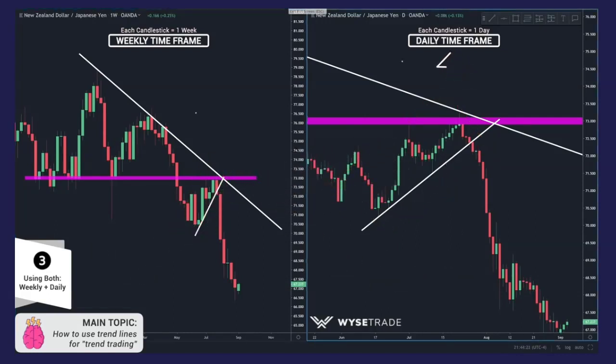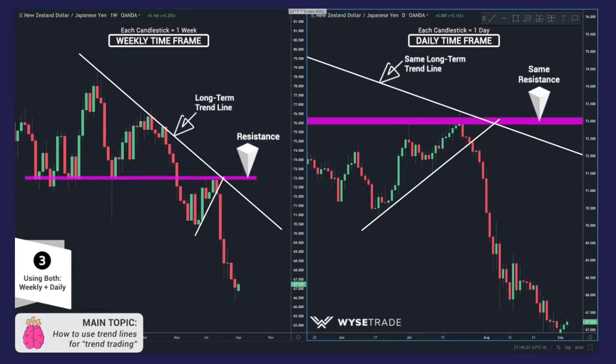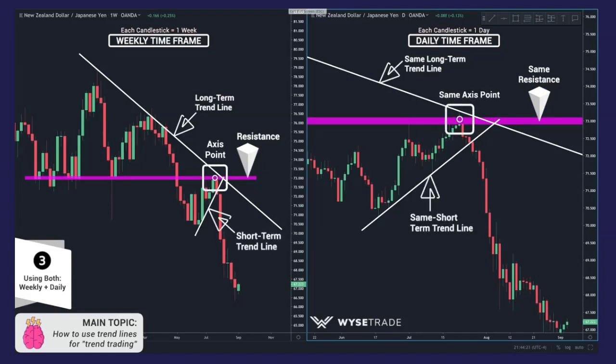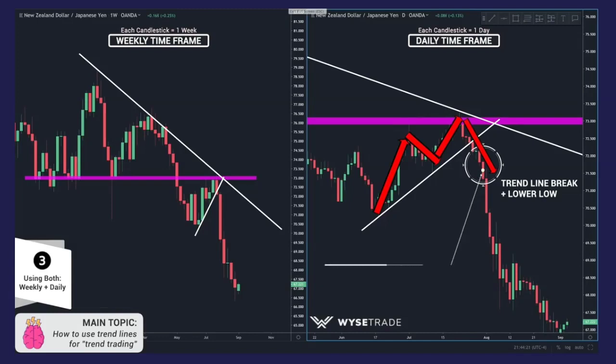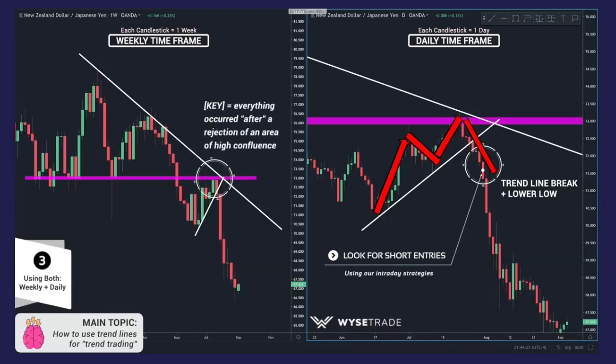Now, here in the daily time frame, this is your same trend line from the weekly, the same resistance level from the weekly, the same access point from the weekly, and the same uptrend and trend line from the weekly. So here is your moving uptrend where you have a run, a pullback, a run before you had your break of the trend line and a lower low. And you can start looking for trade entries short through a breakout or intraday entry. Again, the key here is that this all occurred after the rejection and bounce from an area of high confluence, or else you would have just had a trend line break and that would be meaningless.